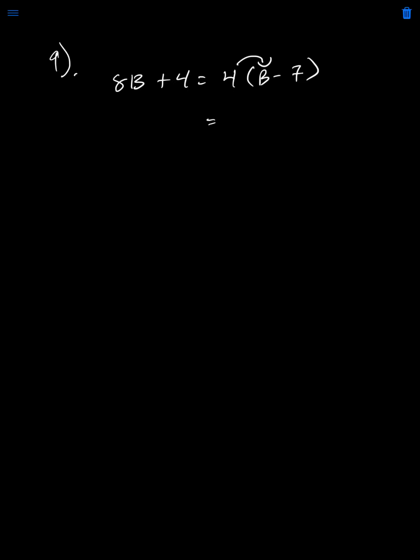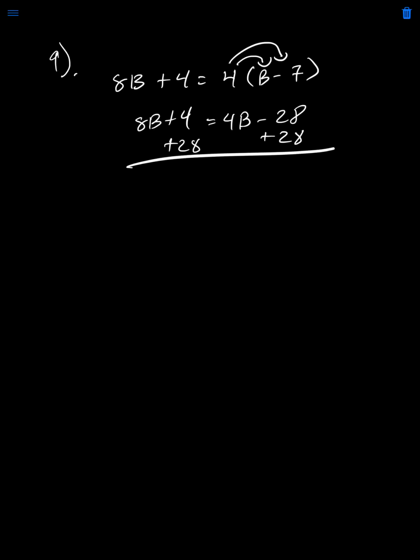All right, number 9. 8b plus 4 is equal to 4 parentheses b minus 7. I start by distributing this to get 4b. And I get negative 28 after distributing that. 4 times negative 7 is negative 28. That's 8b plus 4.